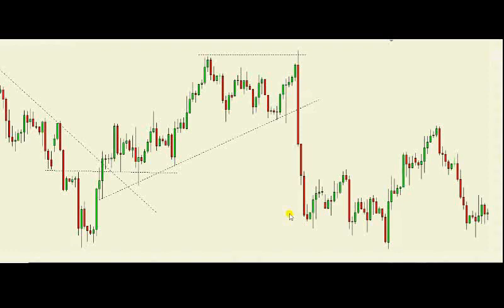So you should always be prepared to find trends. You should always be prepared to observe these trends and trade the trends. This is an easy way that you could do it.